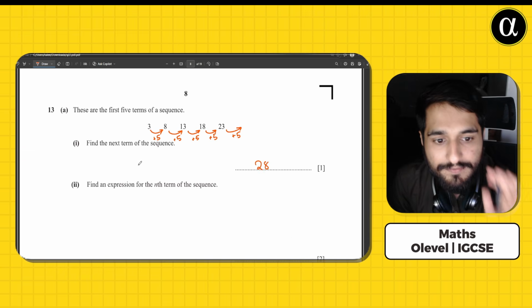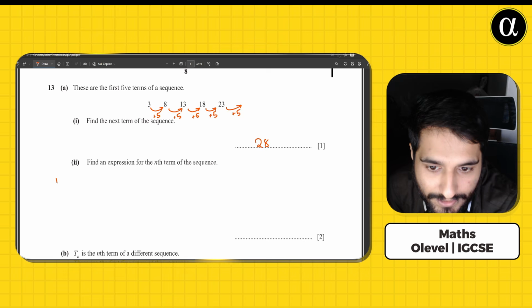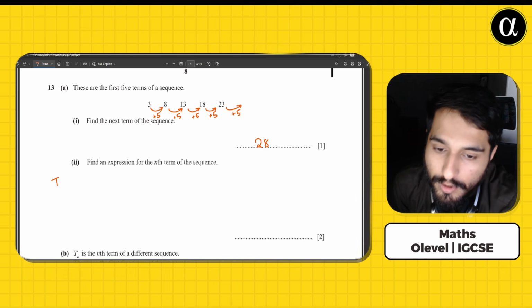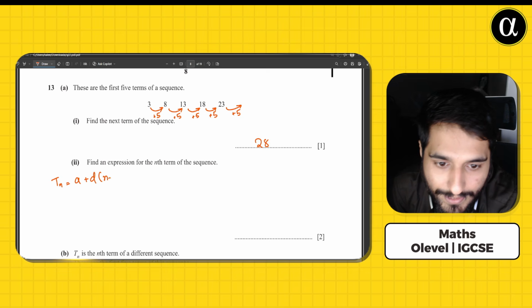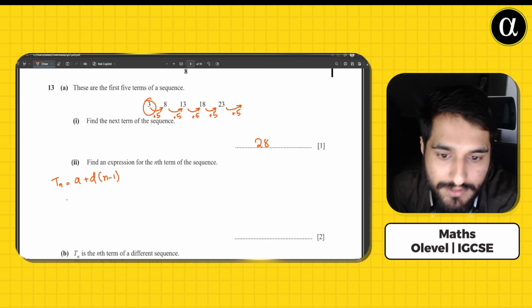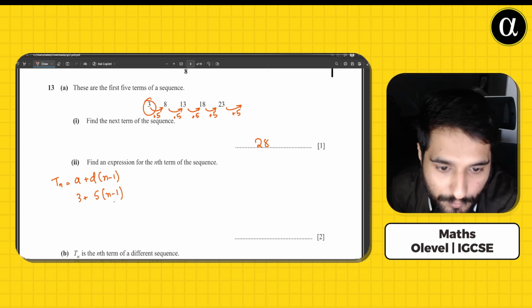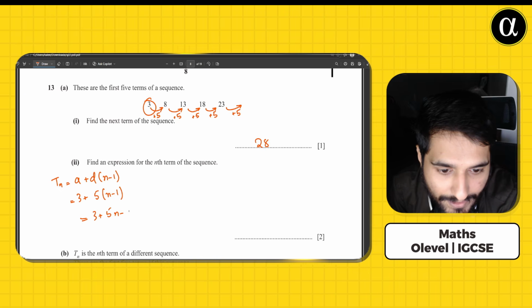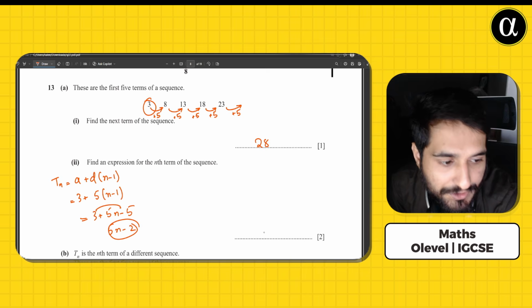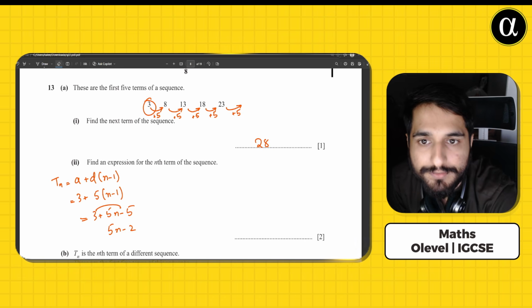Now, part 2 says find an expression for the nth term of the sequence. Since this is an arithmetic sequence because of the common difference being the same, Tn is equal to a plus d times n minus 1, where a is the first number, which is 3, plus d is the common difference, which is 5, times n minus 1. We just solve this and we get a simple expression. It's going to be 3 plus 5n minus 5, and this should be 5n minus 2 as the expression for this case. So it should be 5n minus 2.